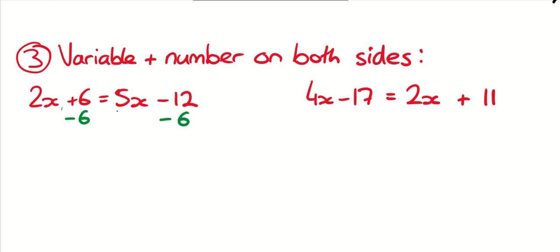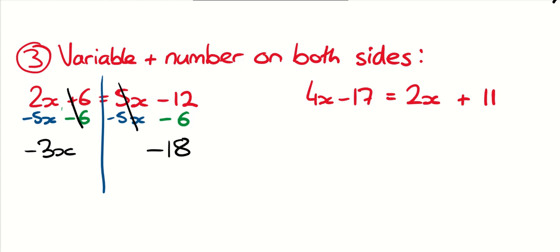But you're going to be left with this 5x here. So let's get rid of that so you have no x's on this side. So the opposite of 5x is -5x. Because you've done it to this side of the equals, you're also going to have to do it over here. Okay, so now you're left with two little sums. So 2x minus 5x will leave you with -3x. Your 6's will cancel, your 5x's will cancel, then -12 minus 6 will be -18.